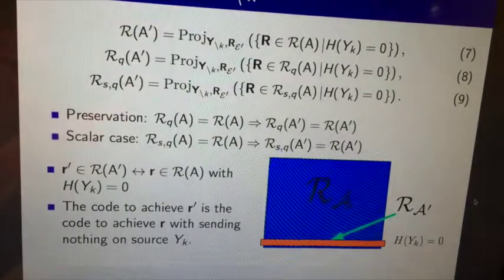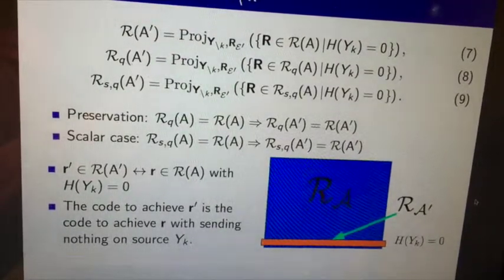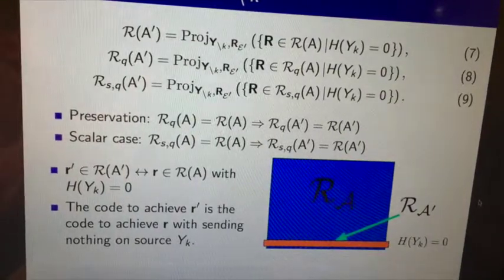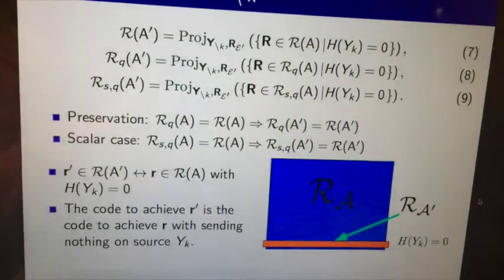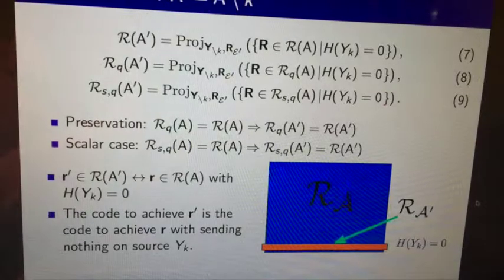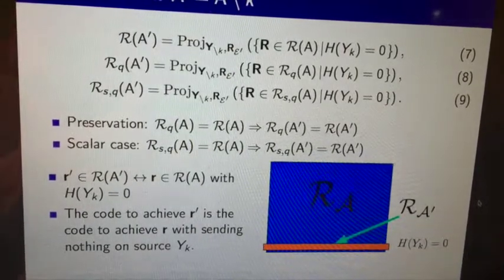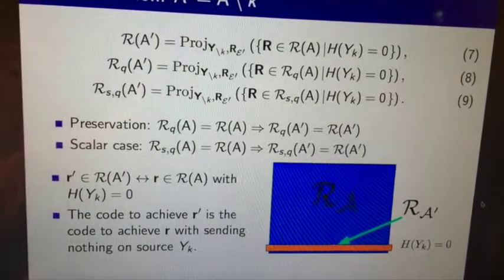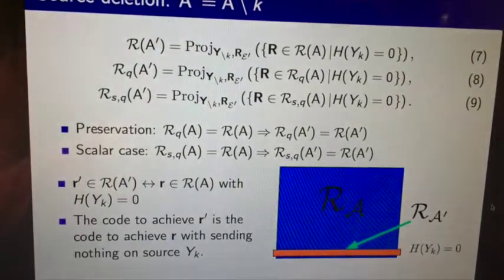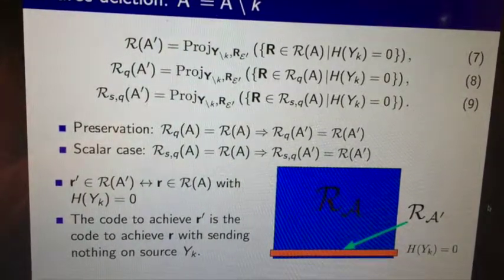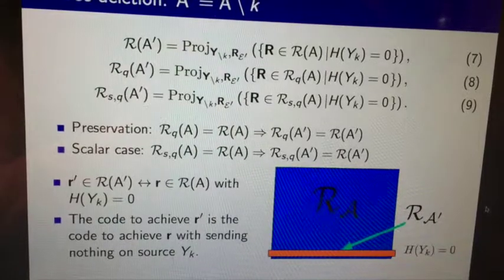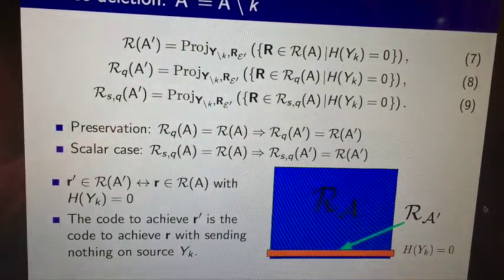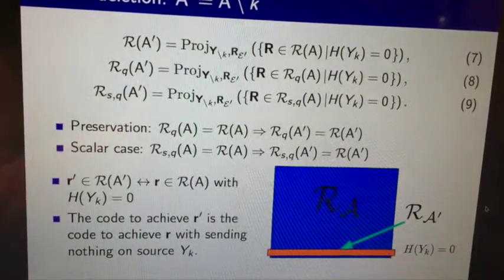The region of A intersecting with HYK equal to 0 is the region for A prime, because if a point R prime is picked in the region of A prime, it is equivalent to say there exists another point R in the region of A such that HYK equals 0, since all the other network constraints are not changed and are not affected.